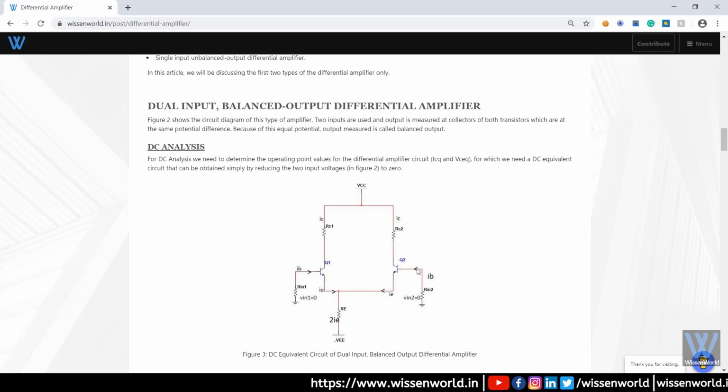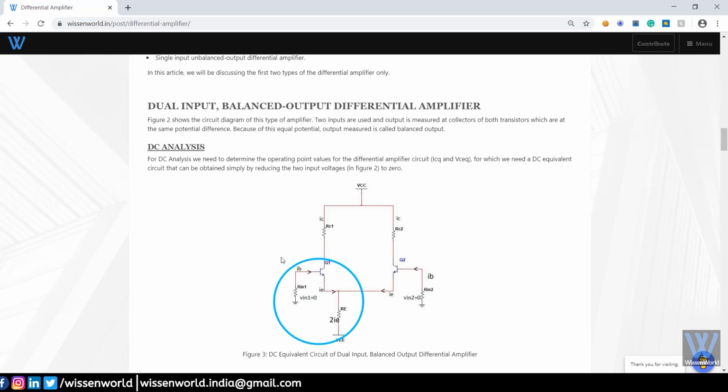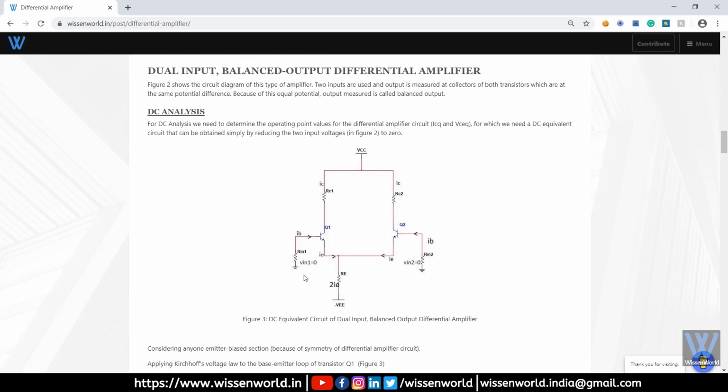Now you must be familiar with the term Kirchhoff's laws. Here we will apply Kirchhoff's voltage law. So we will apply KVL in this emitter bias section. Also note one thing here, that since this differential amplifier shows a symmetry, therefore we only need to solve for one section and the results will be same for the other sections also. So let's apply the KVL. Let's consider the direction of loop anti-clockwise.